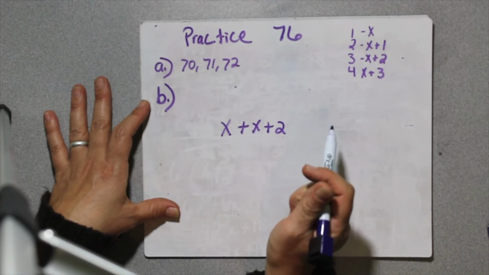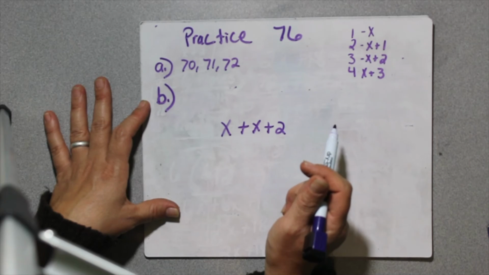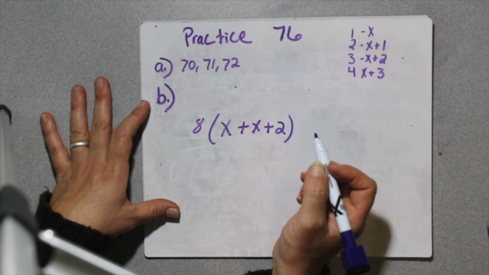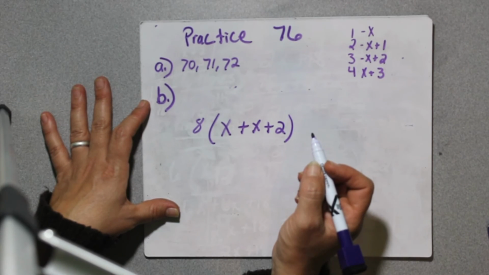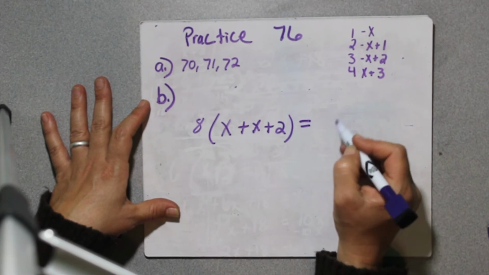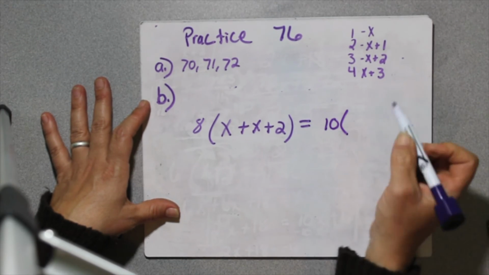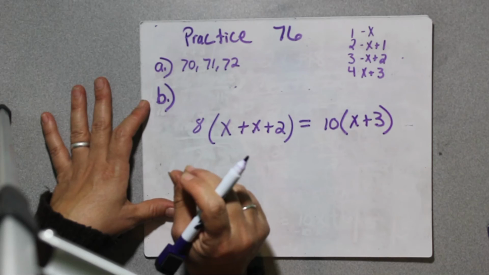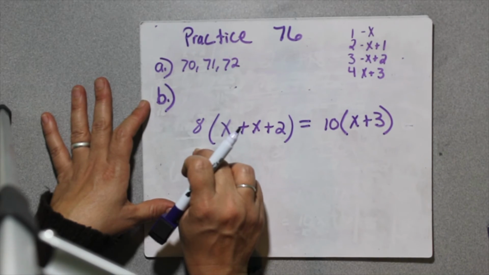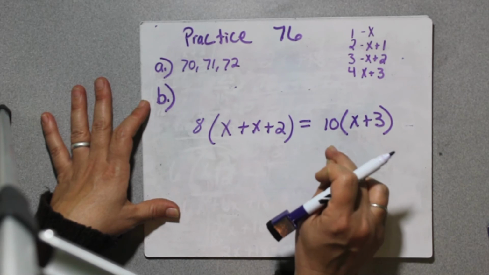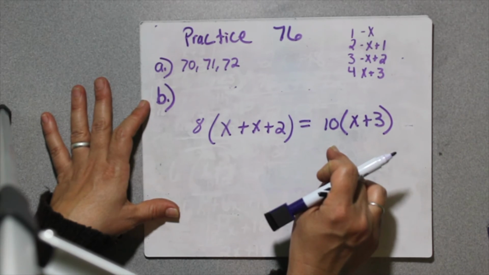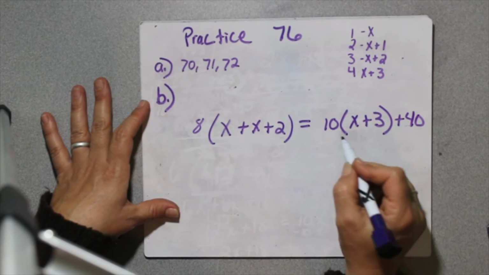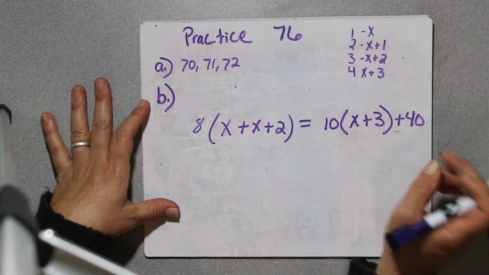Okay, so it said 8 times the sum of the first and the third, so we've got to multiply all that by 8, is 40 greater than 10 times the fourth. I'm just going to go ahead and put my equal sign, and I'm going to say 10 times the fourth. So 10 times the fourth is x plus 3. Now we've got to figure out where that 40 goes. So it says that this side, the sum of the first and the third times 8, is 40 more than this side. So to fix that, we can add 40 over here. This is 40 greater than this, so we added the 40 on this side to make those even.